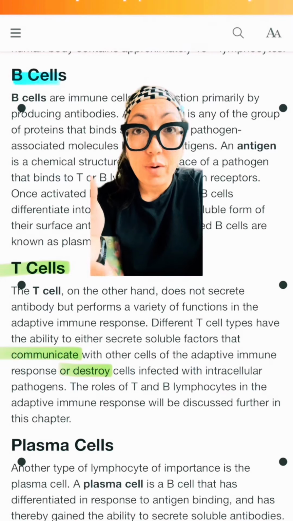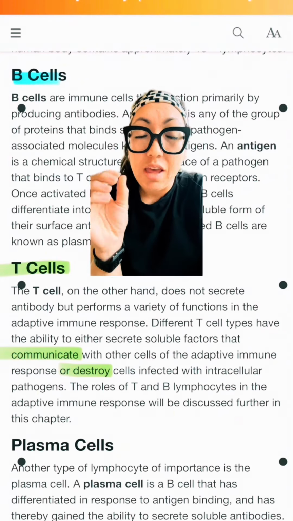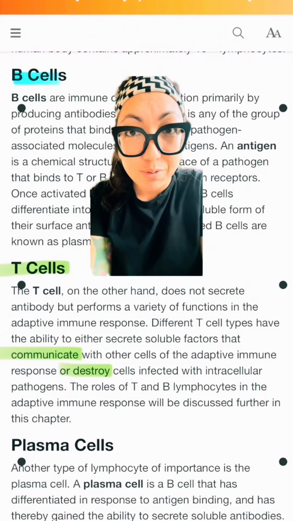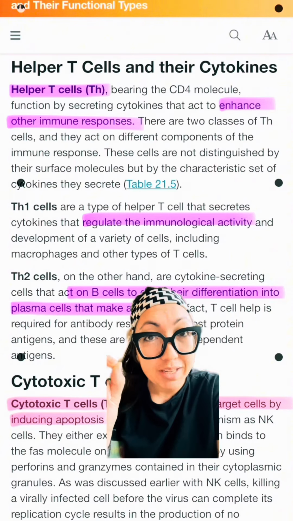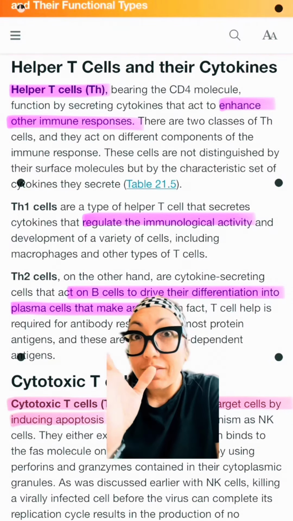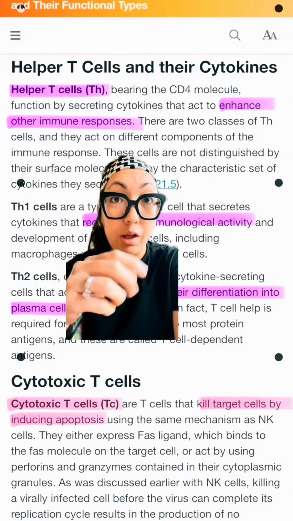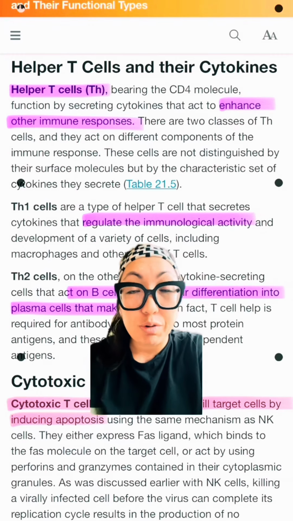The T cells are going to have a couple of responses that will depend on what specific type of T cell it is. But the main job of T cells is to communicate or destroy. Let's look at some examples. We have helper T cells and cytotoxic T cells. The good thing about all the stuff that you have to learn in the immune system is that there are a lot of very descriptive terms. So these T cells are literally going to help or assist. They will come alongside other cells to help aid the immune response.